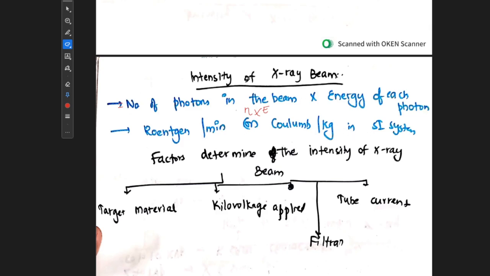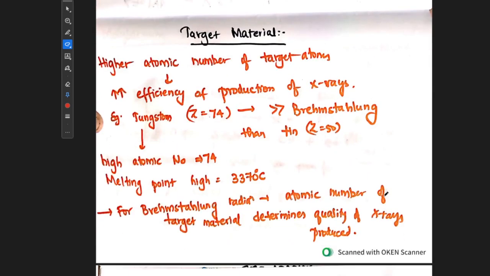The intensity of X-ray beam depends upon four main factors. One, the target material. Second, kilovoltage applied. Third, filtration. Fourth, tube current. So first, target material. The higher the atomic number of the target atoms, that means if the atomic number is more, then there is more efficiency in the production of X-rays. So more Bremsstrahlung radiation is seen.